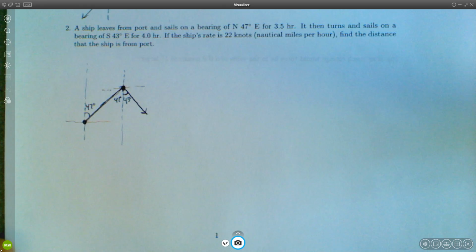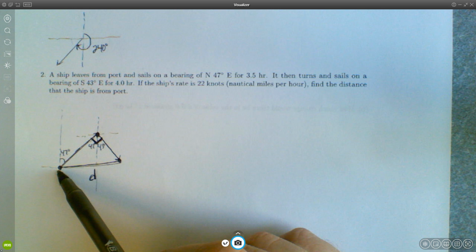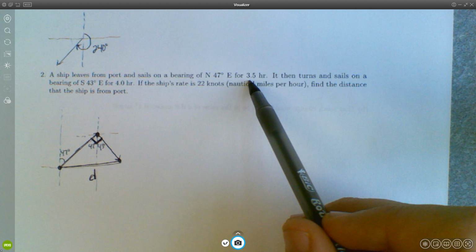We could do that pretty easily if we happened to know what the legs are, and guess what? We do, because we know that he was traveling on this bearing for 3.5 hours, and we also know that he was traveling at 22 miles per hour. So if you go 22 miles per hour for 3.5 hours, then you're going to end up going 22 times 3.5, which is 77 miles. So this is 77 miles.